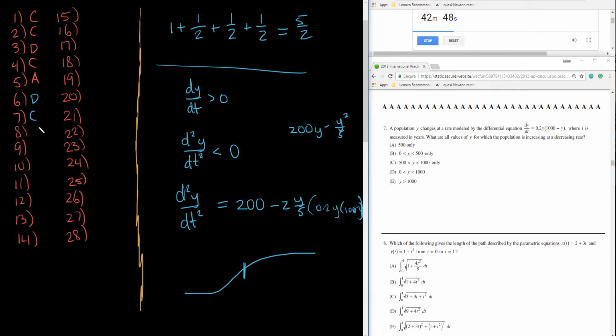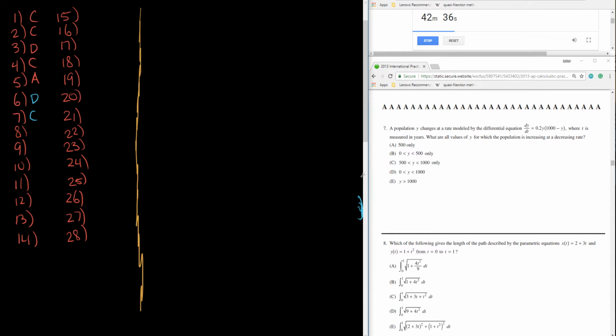Yeah, it's always going to be increasing, but at a decreasing rate only happens for the second half. Okay, and it cannot be E because your population will never exceed 1,000 if you have that class of differential equation.